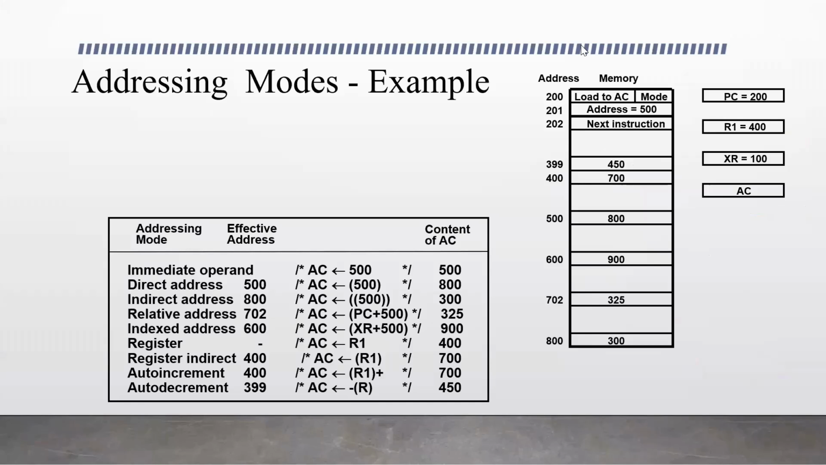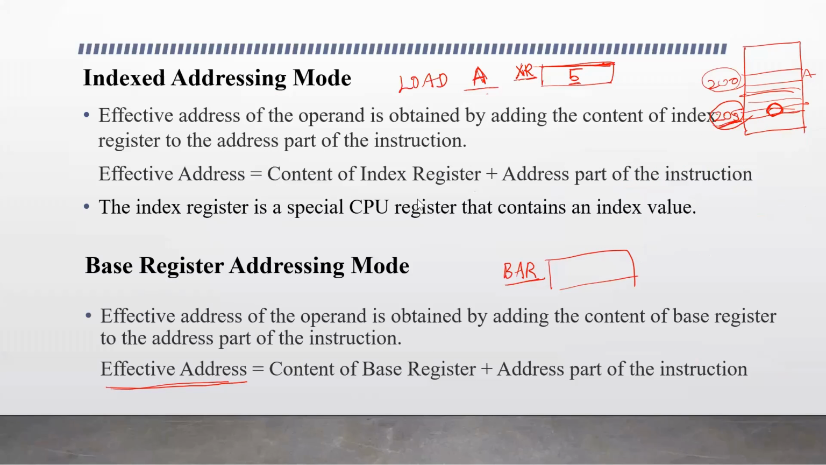Please tell indexed addressing mode once again. Indexed addressing mode: here the effective address is obtained by adding the content of the index register to the address part of the instruction.